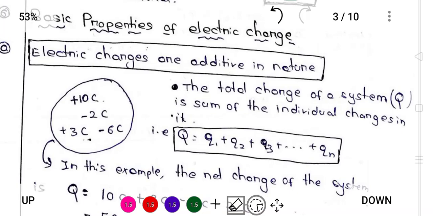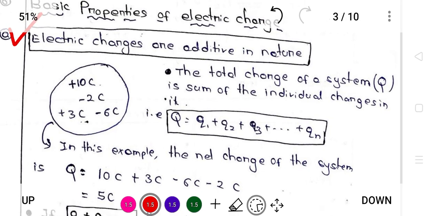In this video, we'll understand the basic properties of electric charge. So, what are the properties of electric charge? The first property is that electric charges are additive in nature, meaning you can add them just like scalars. That is, the total charge of a system Q is the sum of the individual charges in it.